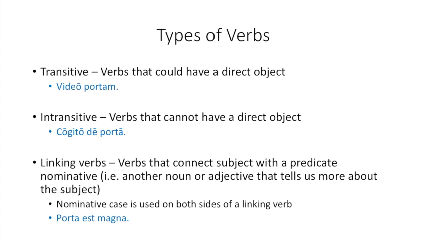Then there are linking verbs, like sum, esse. These are verbs that connect your subject with a predicate nominative. So it's the other use of your nominative case on both sides of a linking verb, like porta est magna, the gate is large. Est is your linking verb, and it's telling us that our gate is large.